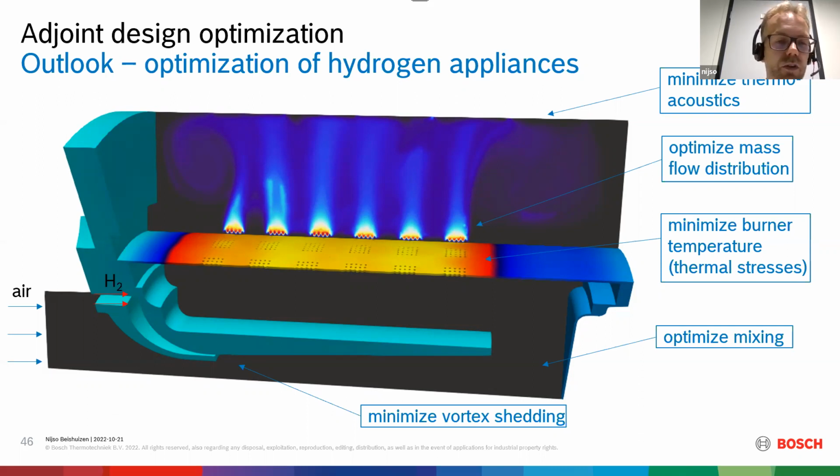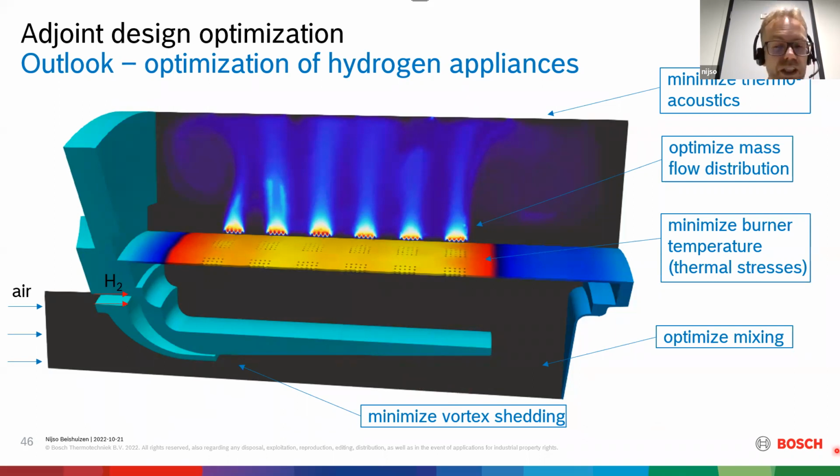Which leads to hotter and colder zones and high thermal stresses. We will, of course, want to keep these thermal stresses low, so we can also look at thermal stress minimization in the framework of a joint optimization. Now, if we inject fuel into the airstream, we might get vortex shedding, which causes instabilities in the flow and can also produce noise. This is also something that we want to avoid, of course.